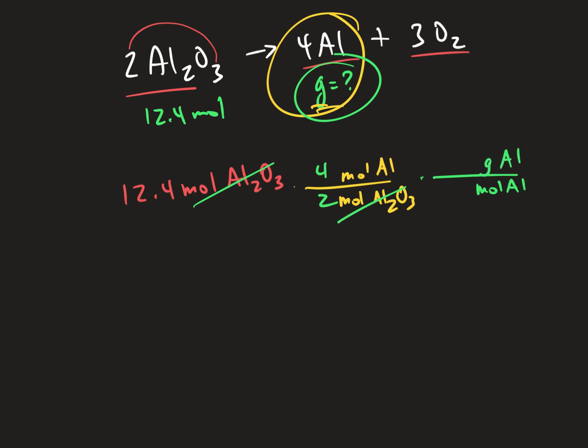And what's the molar mass? 26.98. So close to, can we just say 27? That's really close to 27, we can. If you're not sure if it's close enough, then don't round, okay? Moles of aluminum go away, and we're left with grams of aluminum. 12.4 multiply 4, divide 2, multiply 27, and we get 669 grams of aluminum.